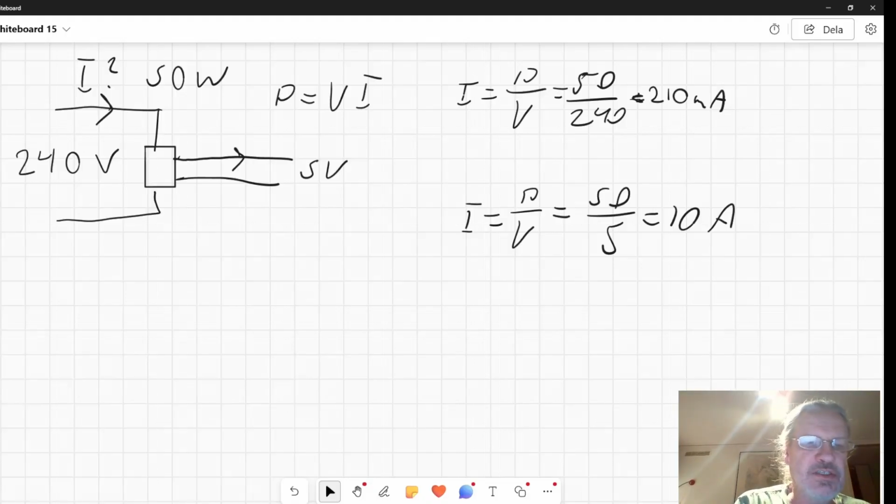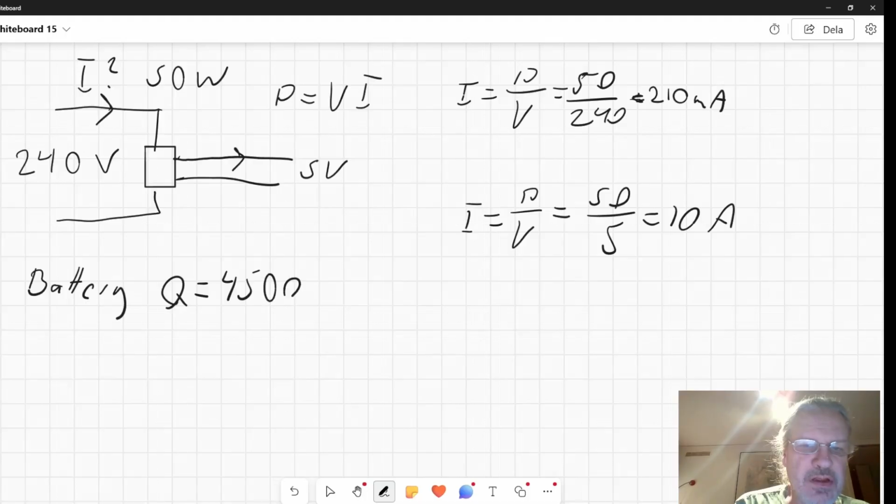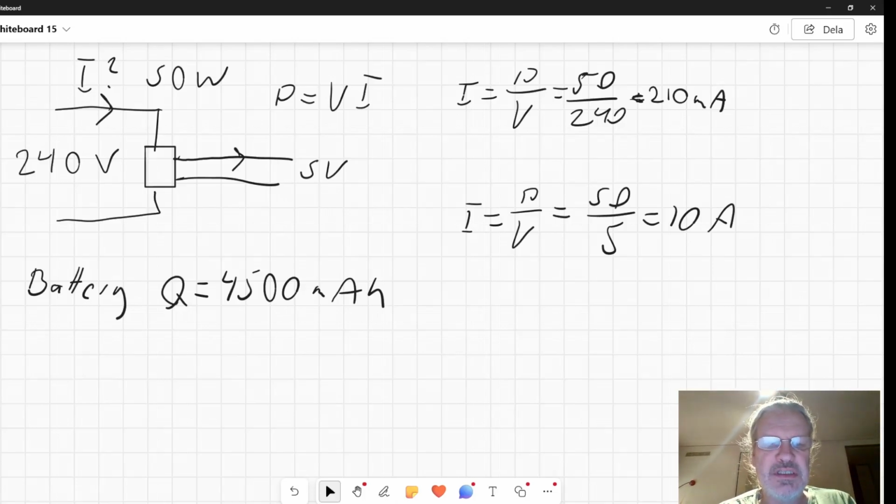Now we say that this should charge a phone which has a battery that has a charge of, say, 4,500 milliamp hours. Now remember this, that current equals charge over time. So in other words, charge equals current times time. And that is actually what we have here.